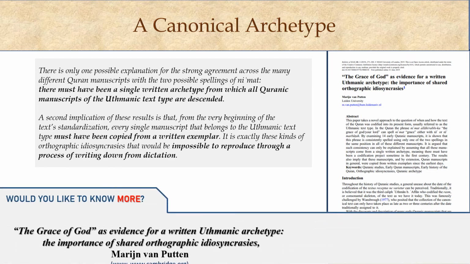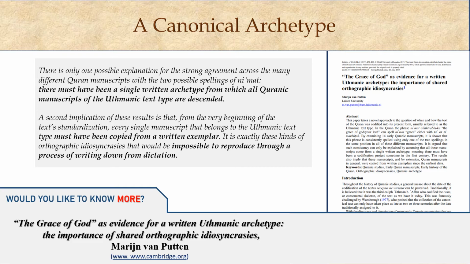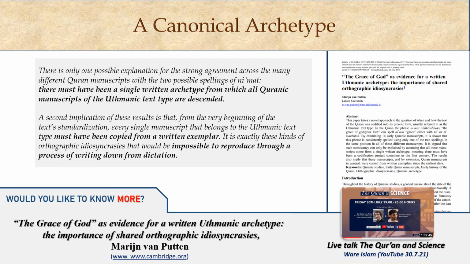And if anyone wishes to read it, I highly recommend reading the article, which is freely available on the internet. It's called The Grace of God as Evidence for a Written Uthmanic Archetype: The Importance of Shared Orthographic Idiosyncrasies by Marijn van Putten. Or if you like it in a slightly easier to digest format, as I say, I highly recommend looking at this talk that was posted on the Where Islam YouTube site on the 30th of July this year. Live talk, the Quran and science.